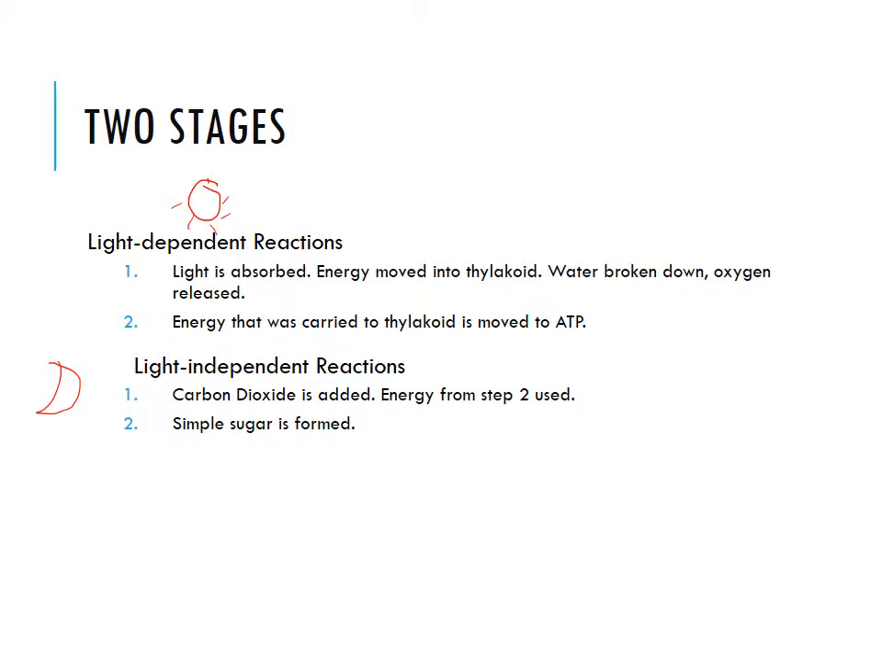Typically, like I said, this could be a good time to be happening during night. We actually add in carbon dioxide, and then the energy from this last step up here is going to be used. And that's one of the things that we have to do if we have those stomata that are on the outside of the plant cell and they have to open up and close. That requires energy. So that energy is going to come from part one. And then we start to form our simple sugar, like glucose or sucrose, something along those lines.